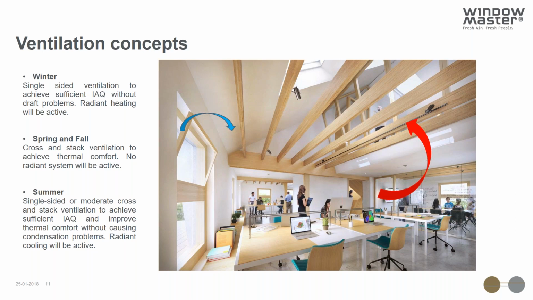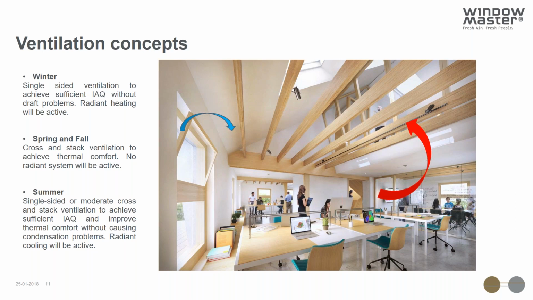In the spring and fall, we can utilize the full effect of the natural ventilation with both cross and stack ventilation, and we will have no radiant heating system active at this time. In the summer, we will actually go back to the same principles as we use in the winter time. This time we will have a radiant cooling system active instead of the heating system, of course. But to avoid humidity problems with condensation, we will still use single-sided or maybe only moderate stack and cross ventilation.